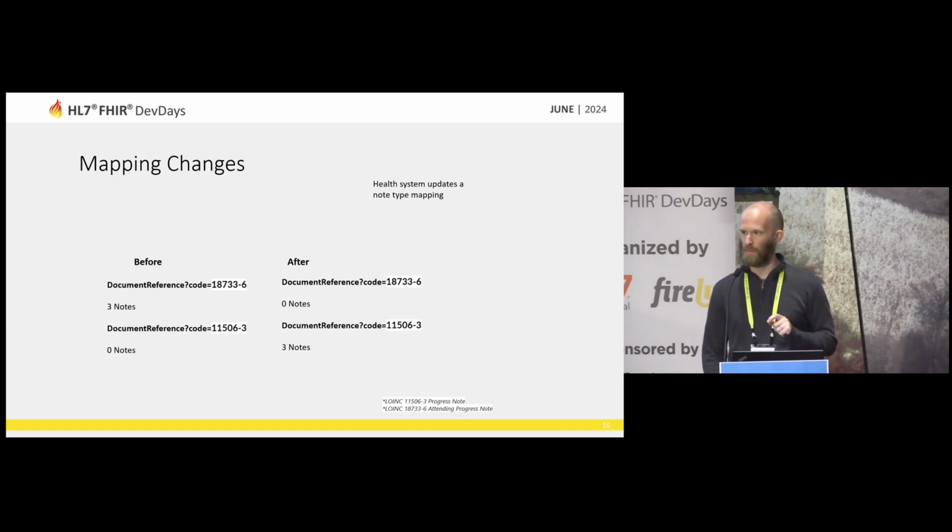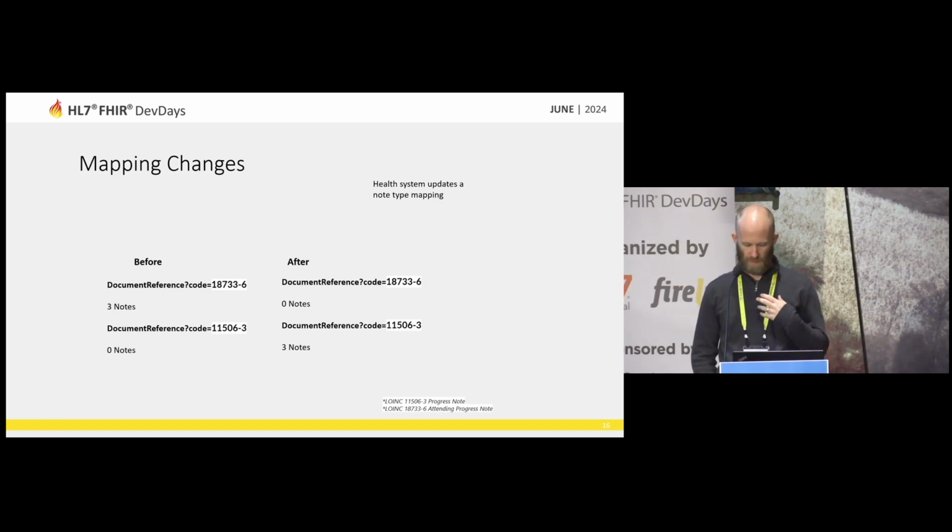So let's fix that mapping or change that mapping such that those notes which previously were categorized as an attending progress note are now categorized as just a generic progress note. And you could argue, well, okay, maybe we should add a second mapping, but in some cases it might make sense to change. And so if that mapping gets changed, that changes how data shows up in the API.